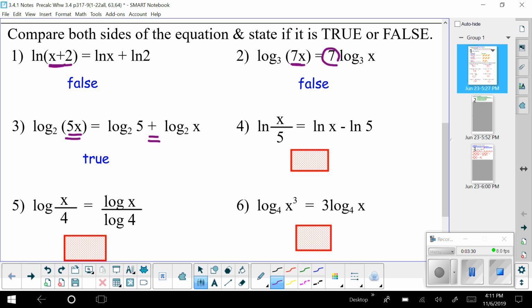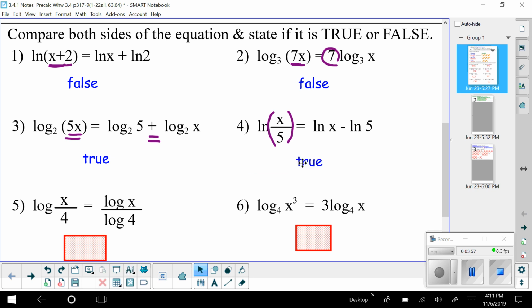All right, on problem number 4, this one has a fraction, and I couldn't insert parentheses for some reason. So the first thing I want you to do is draw in parentheses on this one. Get into the habit of doing that anytime you have a fraction involved. So this one is the natural log of x divided by 5. They're saying, is that equal to the natural log of x minus the natural log of 5? True or false?